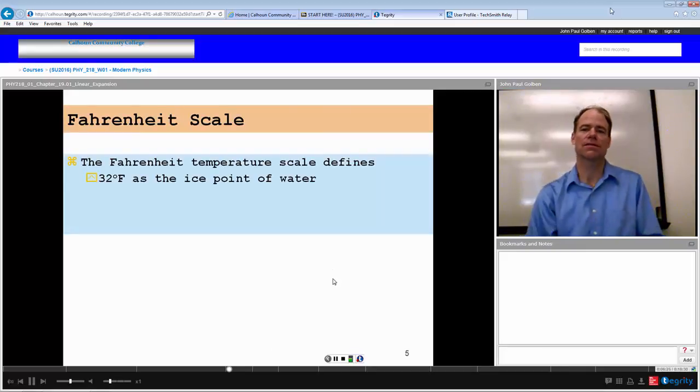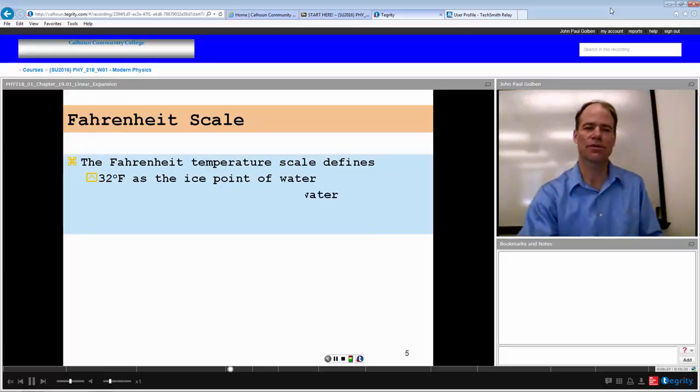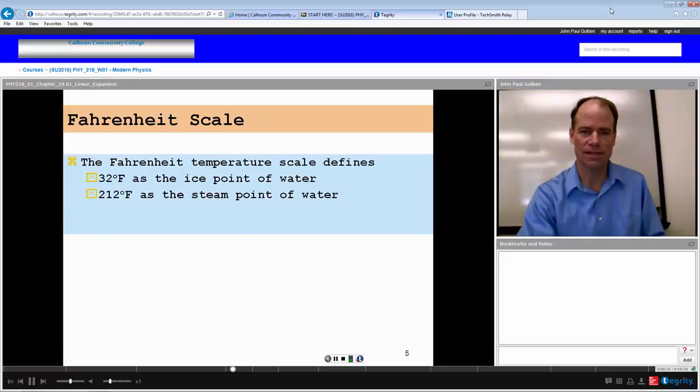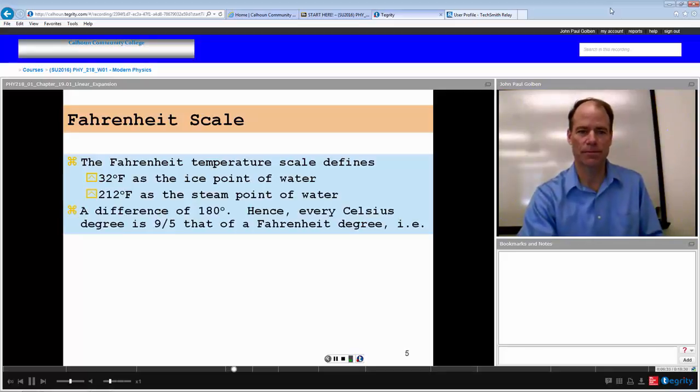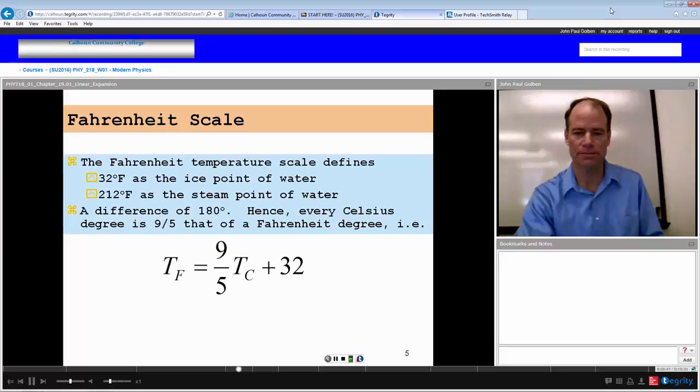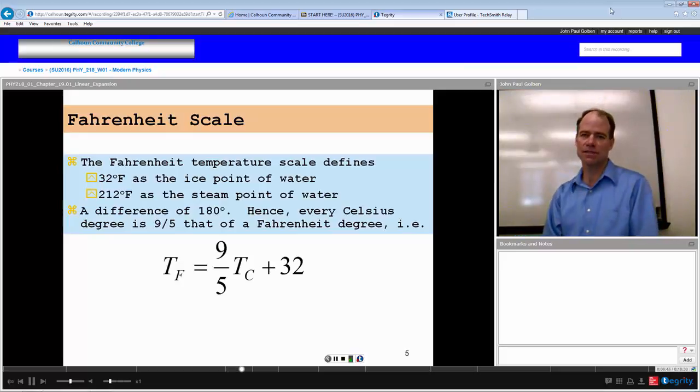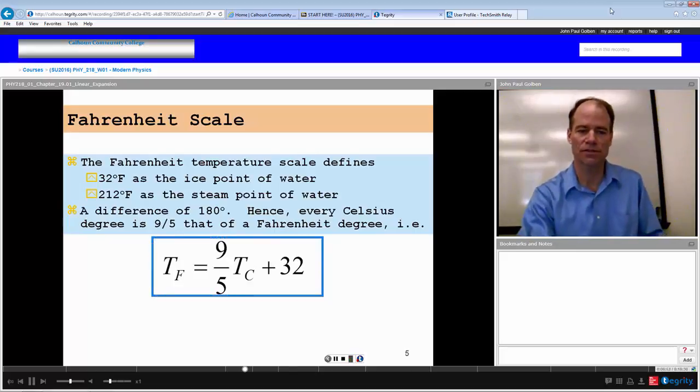The Fahrenheit scale defines 32 degrees Fahrenheit as the ice point of water and 212 degrees Fahrenheit as the steam point of water, a difference of 180 degrees. Hence, every Celsius degree is 9/5 that of a Fahrenheit degree. Or we could write it like this: the temperature in Fahrenheit is 9/5 times the temperature in Celsius plus 32. This is our basic conversion.